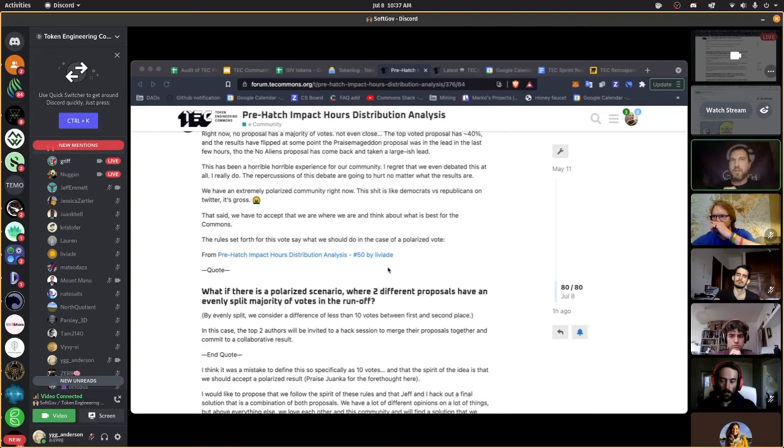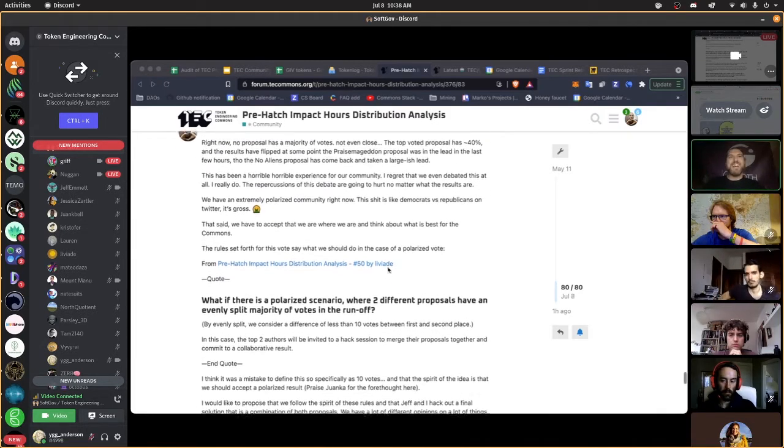Like we had a focus. The Commons Stack's focus in supporting and partnering with the TEC to make this commons build was not on the tech. Our focus was on the culture, and we learned a lot, so that's exciting.